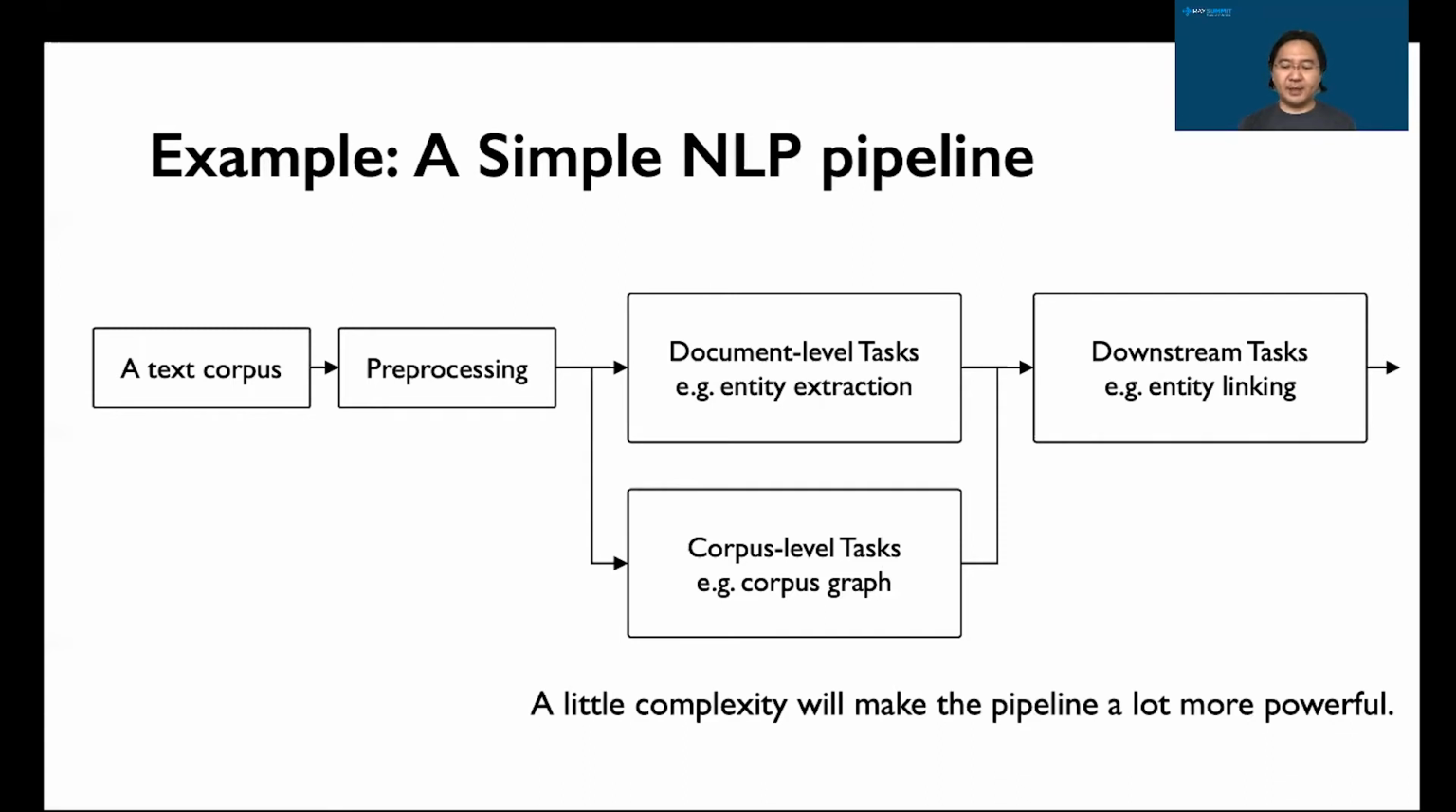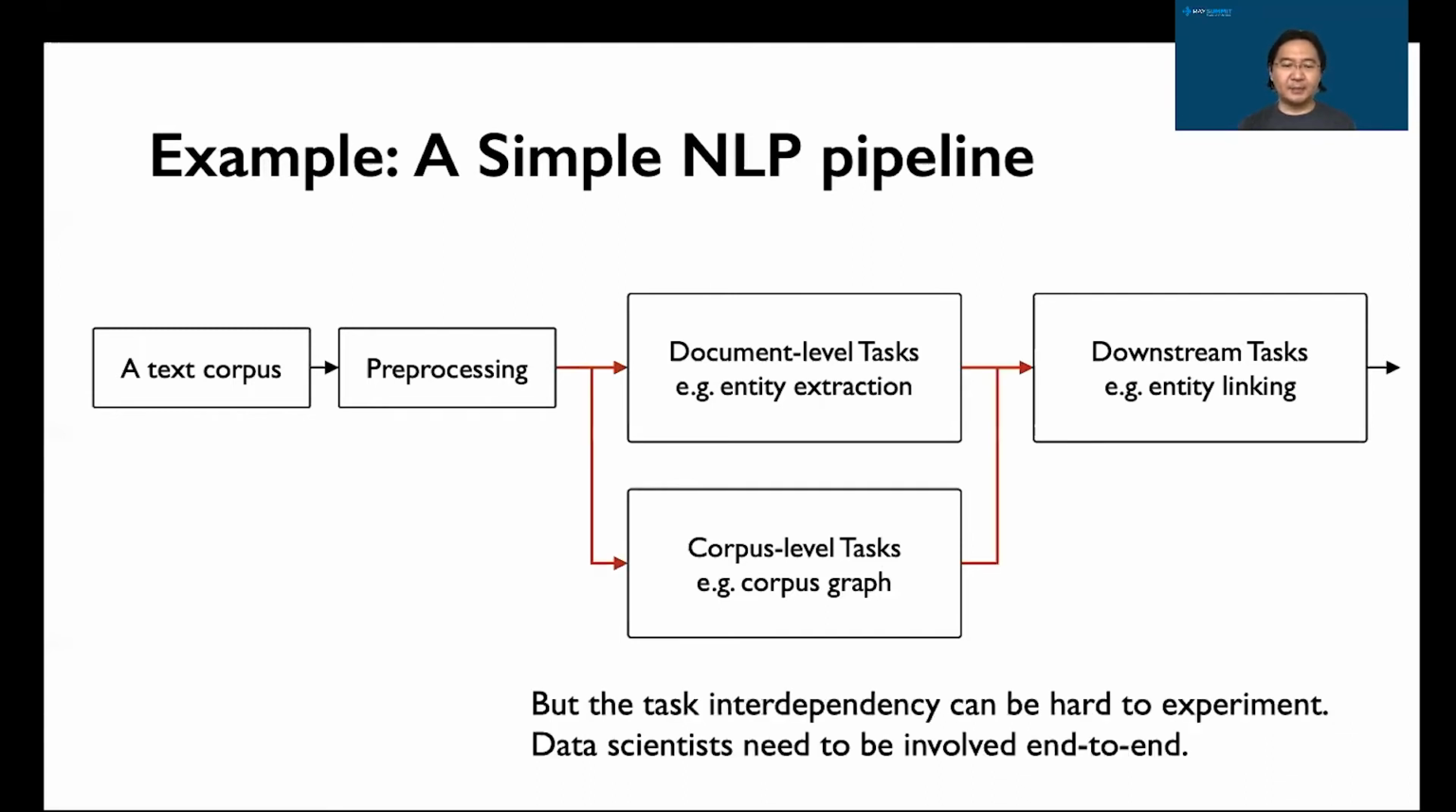But by adding that, it suddenly adds dependencies between these tasks, because the data scientist cannot just focus on that single entity extraction block. The entity extraction result may actually need to be combined with external results and these corpus level tasks to deliver the best downstream result. And a lot of times it requires the data scientists to be involved end to end. They need to be able to run the experiments from the processing all the way to the downstream tasks, see and evaluate the final result, and tune all these subtasks as needed.